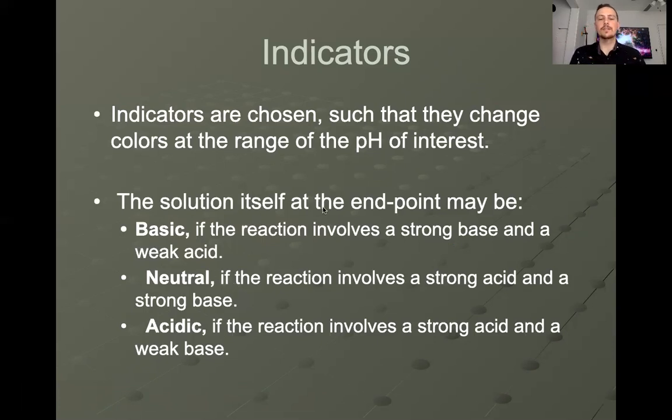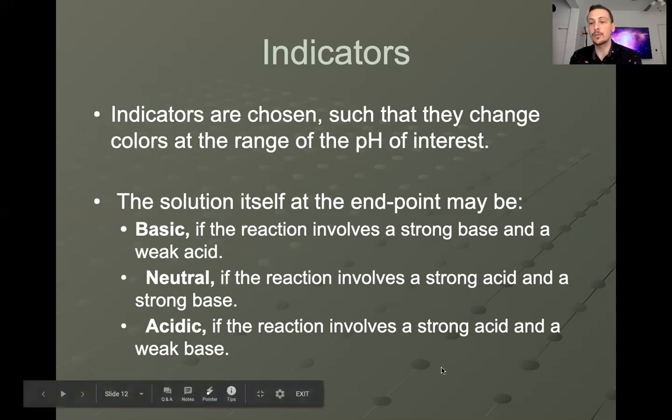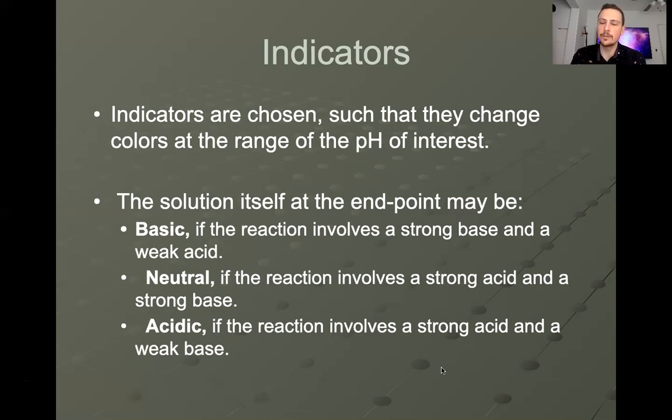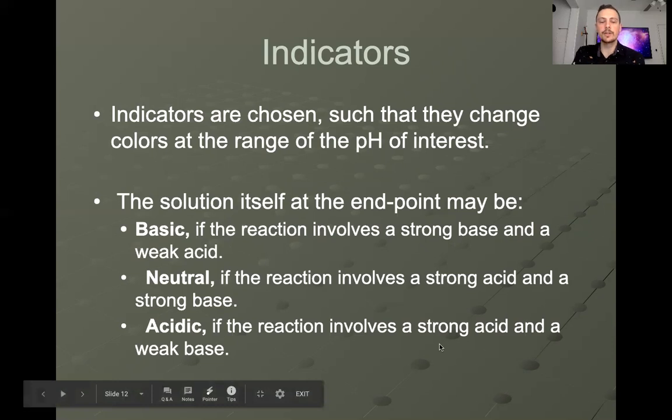However, the solution itself at the endpoint may be basic if we have a strong base and a weak acid. It can be neutral if we have a strong acid and a strong base. This is what we're going to be working with for the most part in this class. And it can be acidic if we have a strong acid and a weak base. So given different chemicals that we're titrating with, we need to use different indicators that are around the endpoints that we know we're going to have.